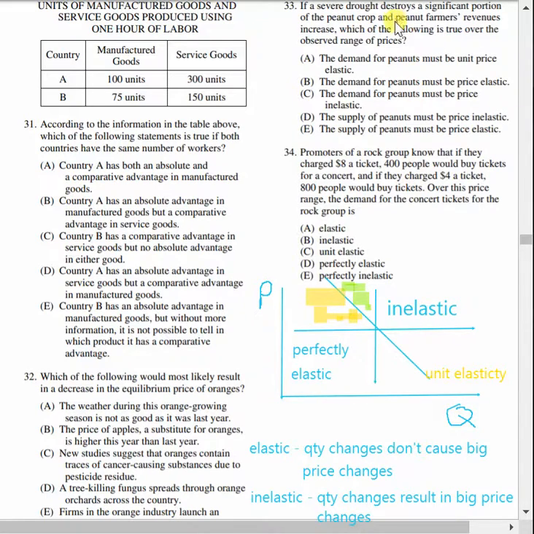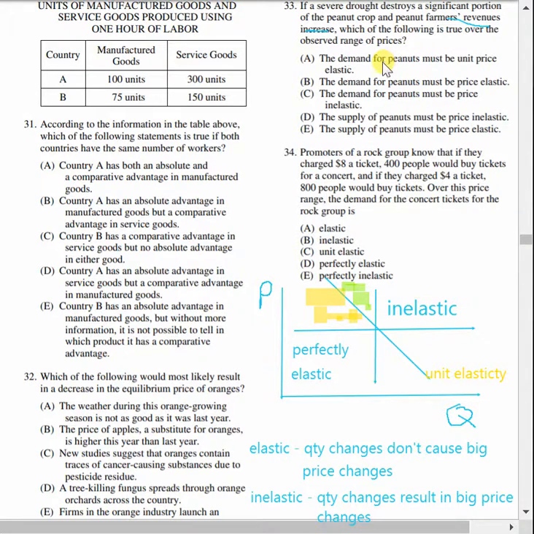And we see that it was a severe drought, so we know the peanut crop was reduced dramatically. And yet somehow the farmer's revenue increased, right? So the only way you could have a smaller quantity and have an increase in revenue is to have the price change dramatically. The price must have gone up for the farmer tremendously. So we know if the price has changed tremendously, we have an inelastic demand for the product. Okay, so let's go to the choices.